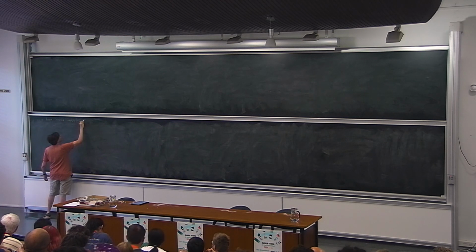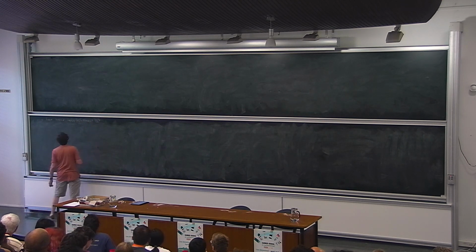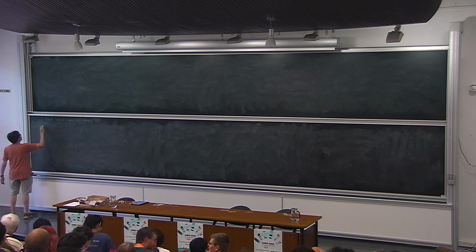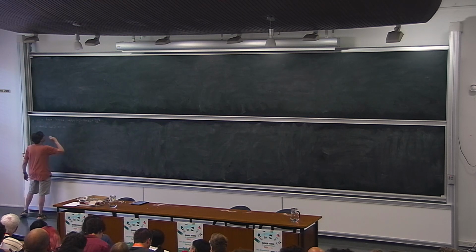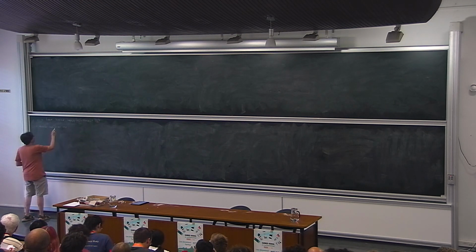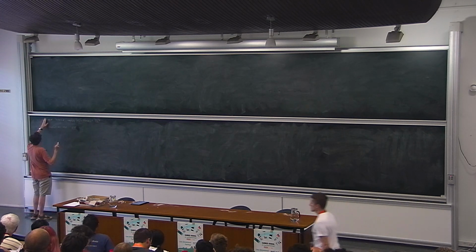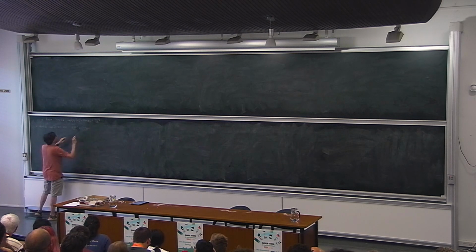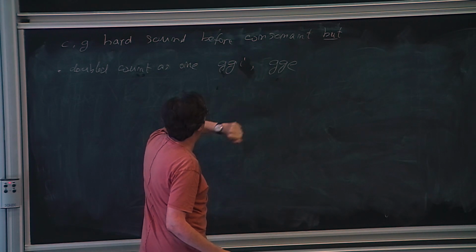Before consonant, but double consonants count as one, like... sorry, not hard, but... so yeah. So this is still G and J. The G is a bit stronger, but that doesn't really matter.